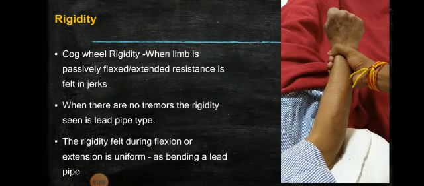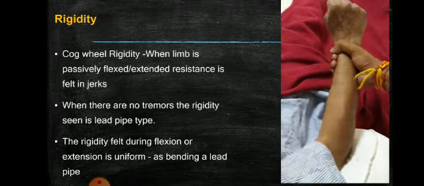So you have the next one, rigidity, which is a major feature of Parkinson's disease. Now, in Parkinsonism, there can be two kinds of rigidity. You have the cogwheel rigidity and also the lead pipe type. Now, the cogwheel rigidity is when the limb is passively flexed or extended, there is a resistance which is felt in jerks. When you try to passively flex or extend the arm, a resistance is felt, but it will be felt in a jerky way.